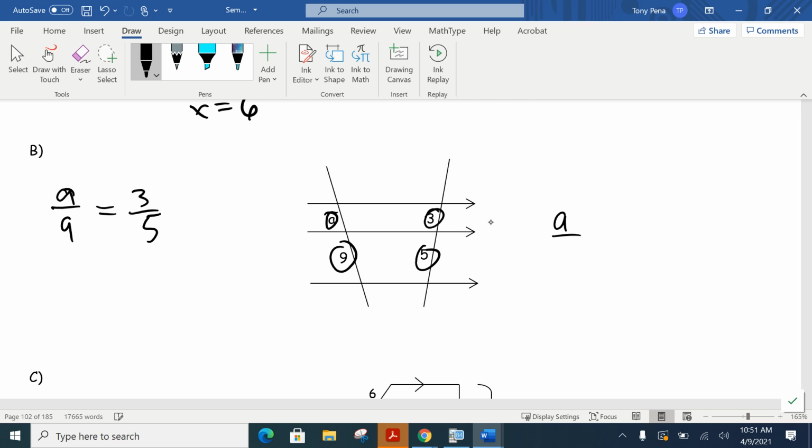You also could have done A is to 3 if we compare them in their positions on the top, and then do the bottom is to the bottom, so 9 is to 5. My guess is most of us did this. This looks like a fraction, so that's probably what I would go with.